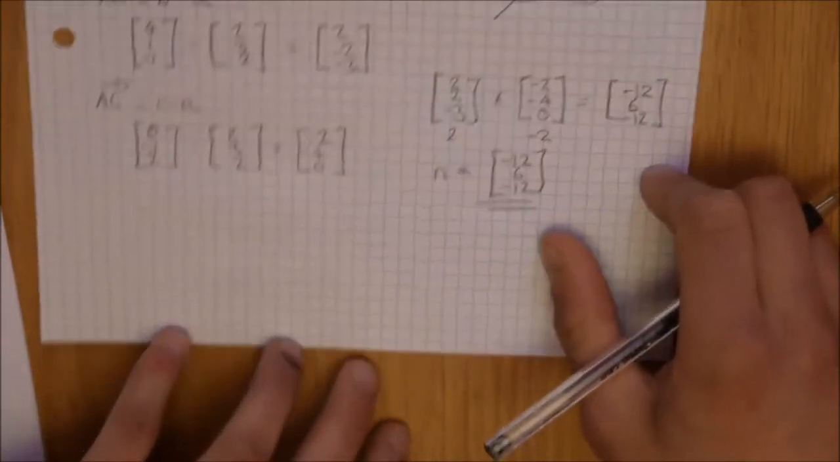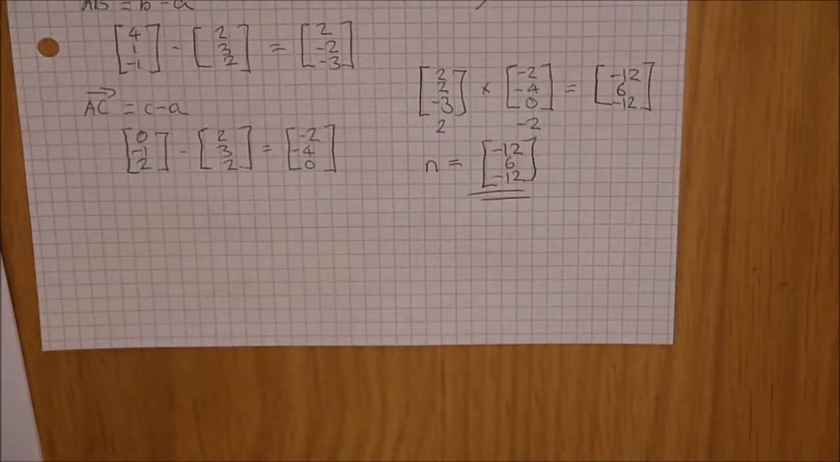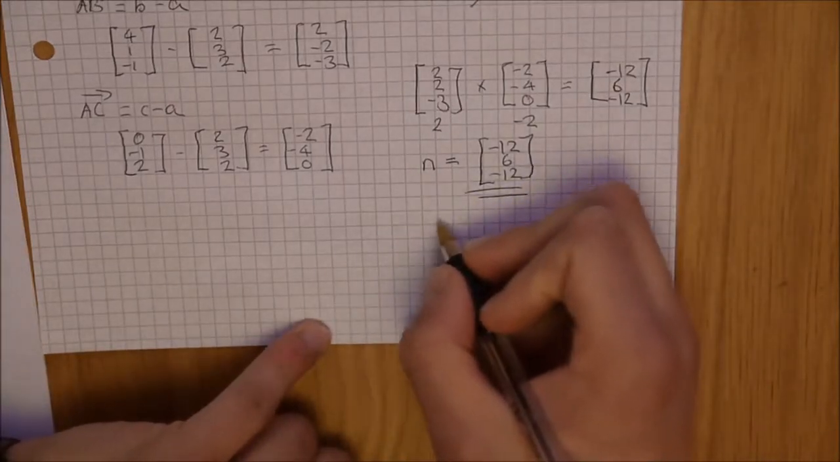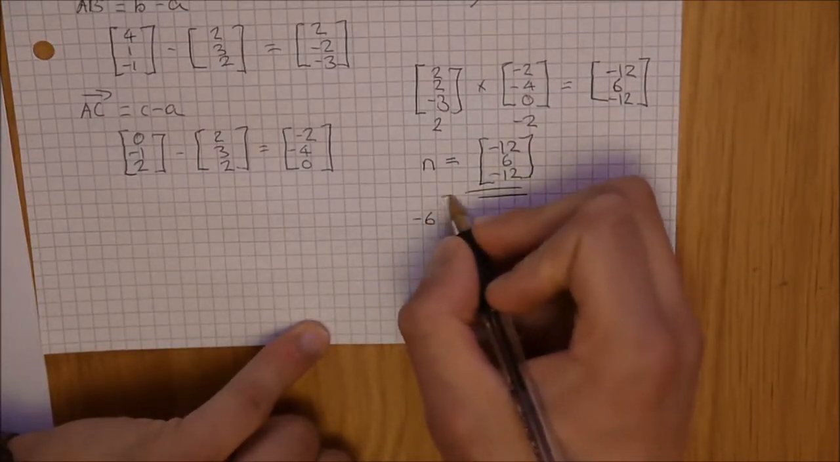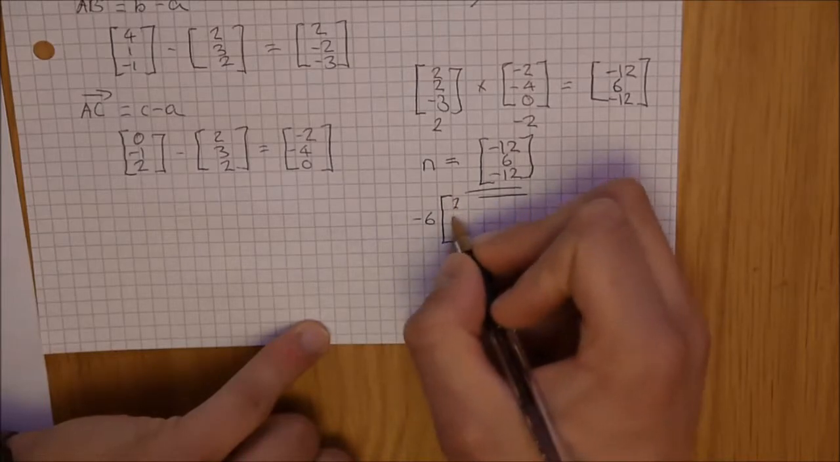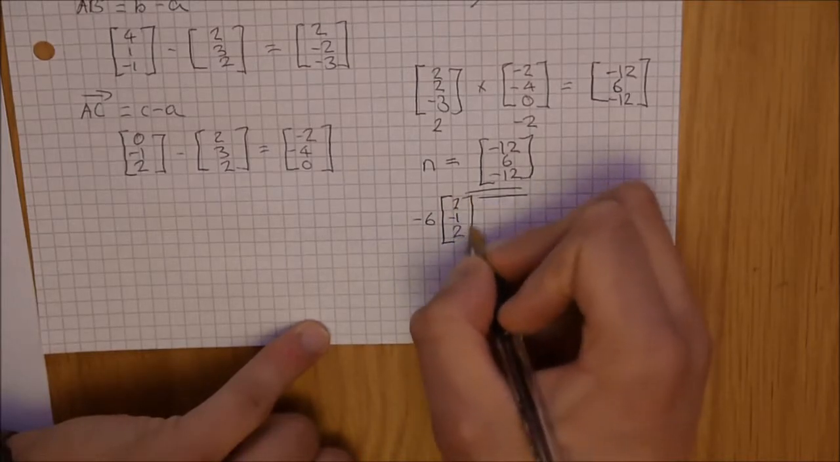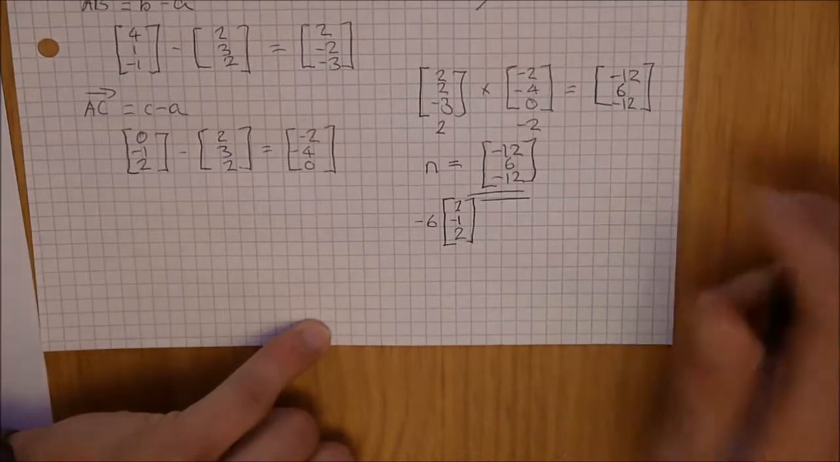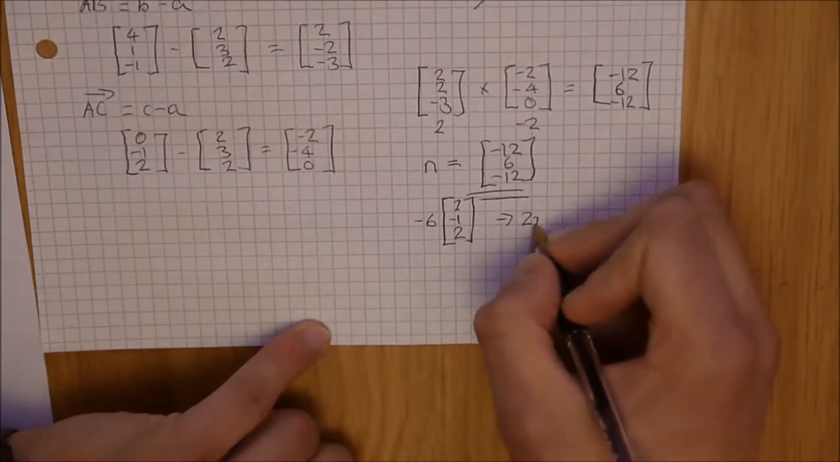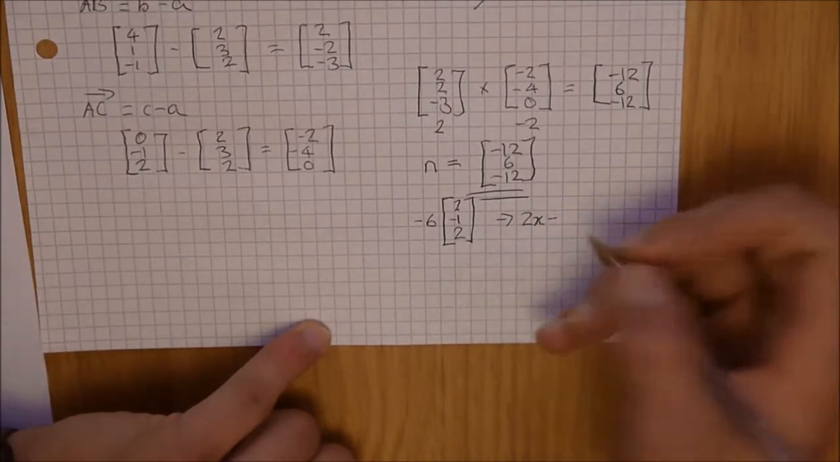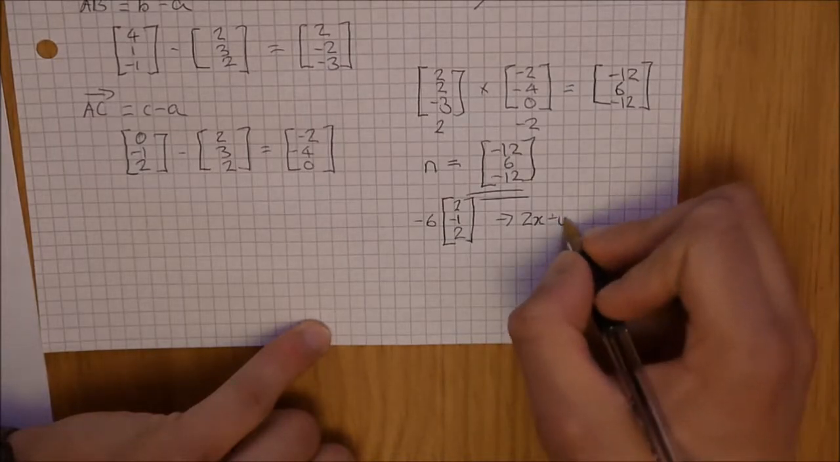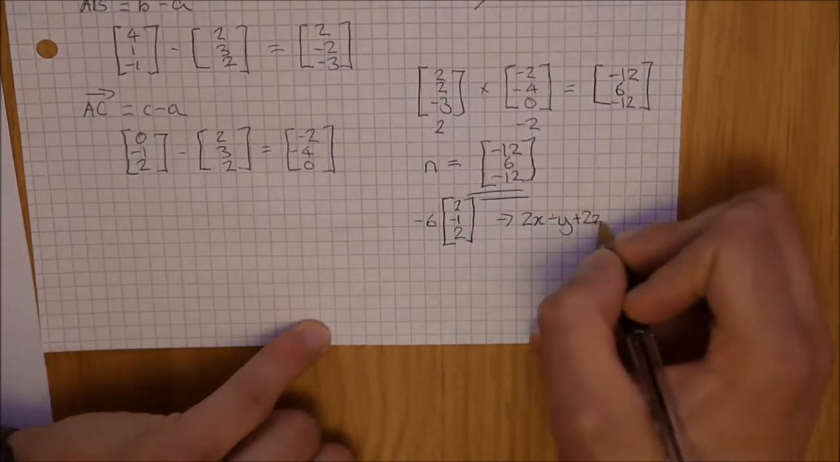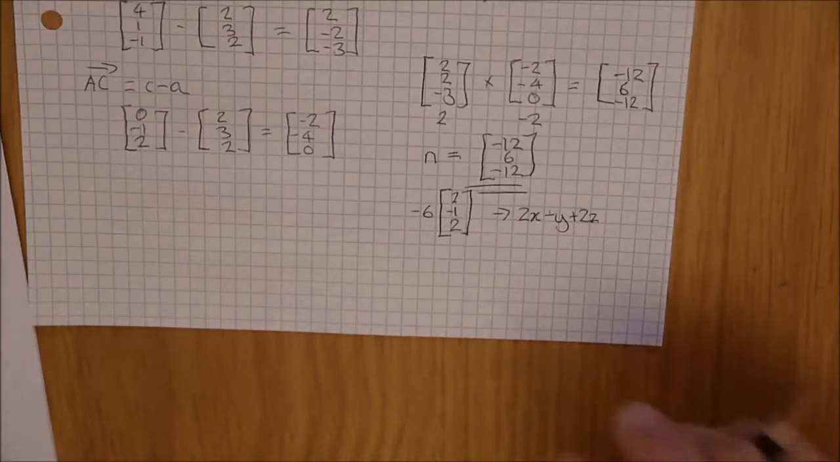Now, the more eagle-eyed of you would have noticed something. They want pi 2 in the form 2x minus y plus 2z. If I take a factor of minus 6 out of that bracket, then what would I get? 2, minus 1, 2. To write that as the equation of the plane would be 2x minus y plus 2z. So there we have it. We've now found the normal vector.